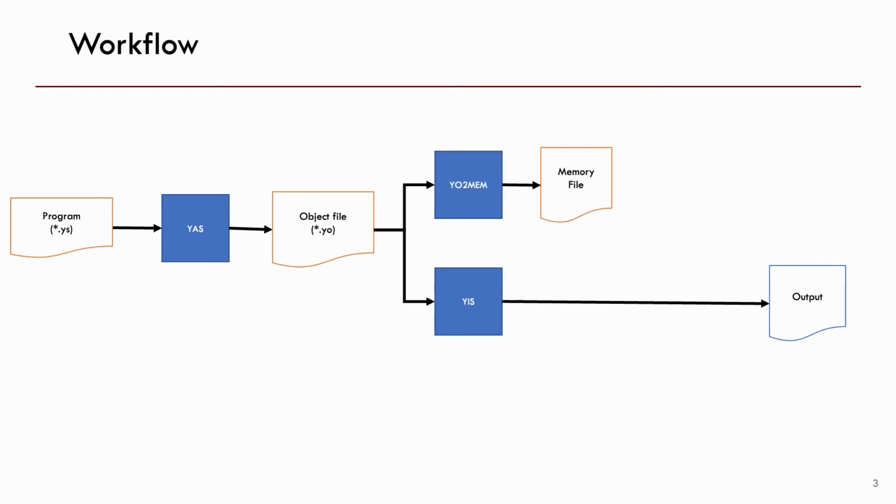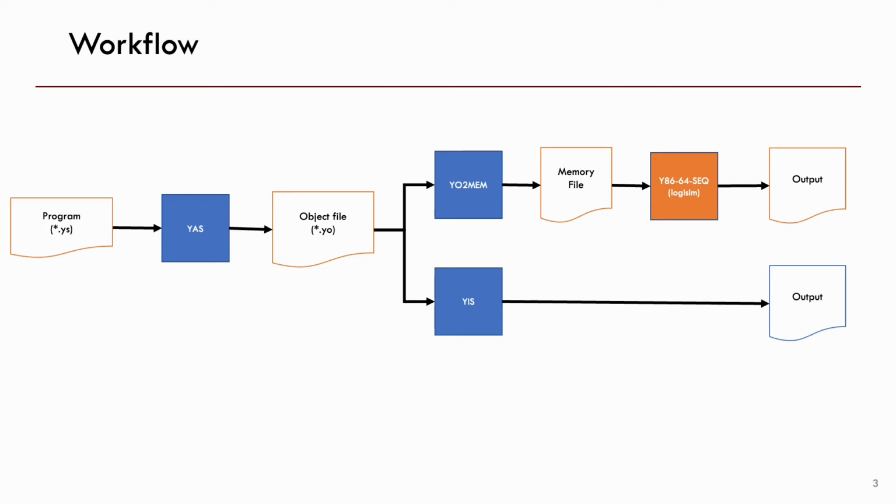But in this project, since we are going to implement the Y86 processor using the Logisim design tool, we cannot directly use this object file. So we need to convert this object file to a Logisim memory file, which contains both machine code and data, using this yo2mem Python script. I'll give you this yo2mem Python script, so you can just focus on implementing the Y86 processor using Logisim.